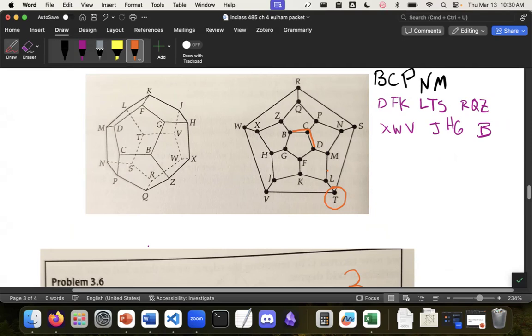Find it? Maybe? What did you get? So BCD, mm-hmm, then FGH, XZQ, PNM, LKJ, BWR, and ST. Yes, then go all the way around. Yeah. Did everybody get that? Anybody get something different? Cool.